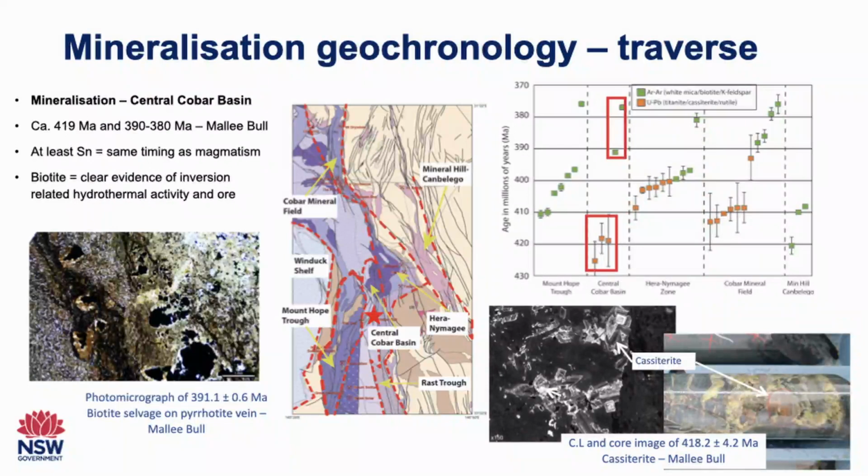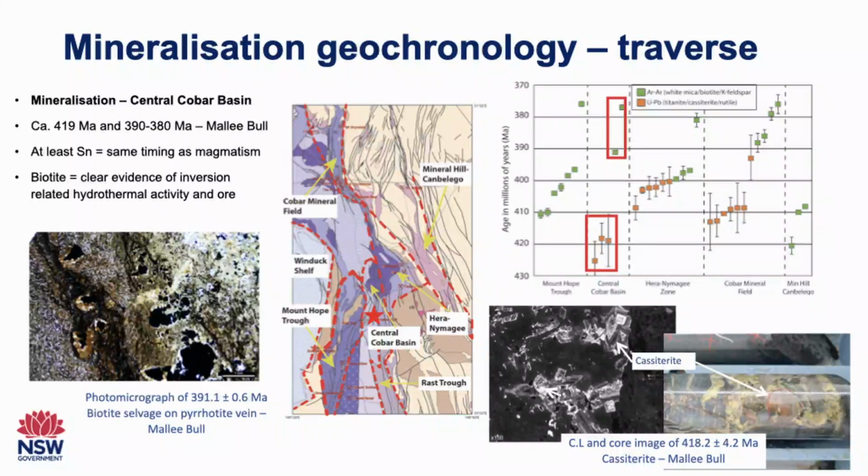If I move into the central zone, these are some new stuff that we just started doing with Peel. They found cassiterite, plenty of cassiterite associated with their chalcopyrite mineralisation at Mallee Bull. We could date that, and it comes out beautifully at about 420 million years. So that's syngenetic essentially with the volcanism that's going on at Mallee Bull.